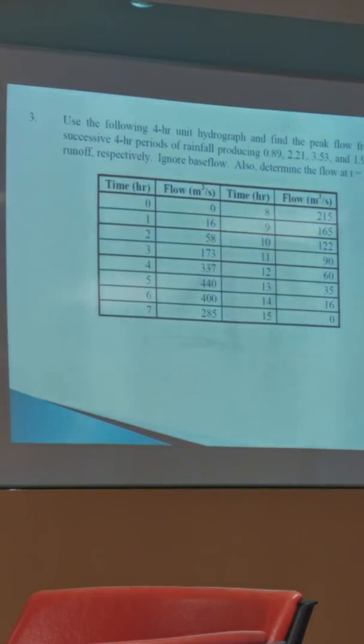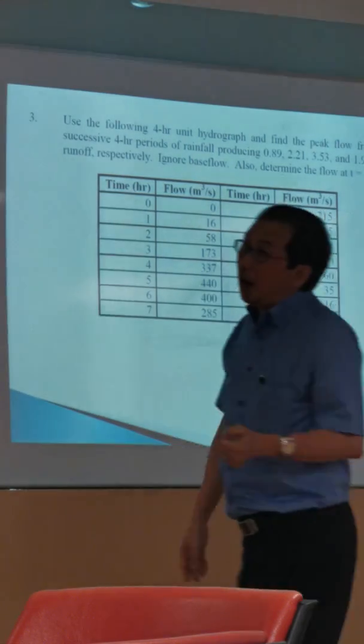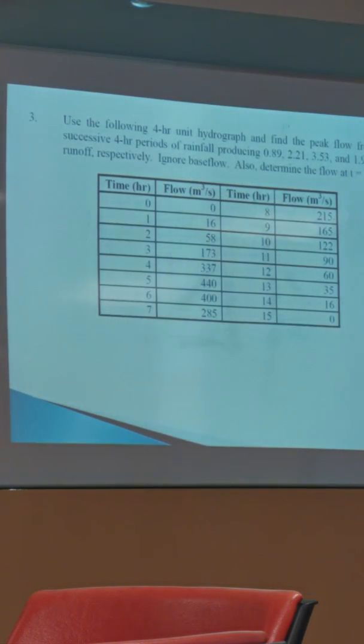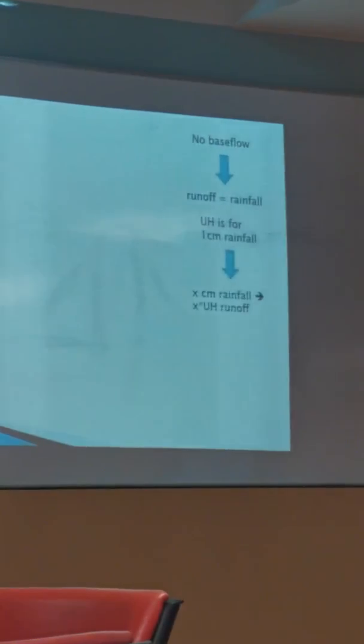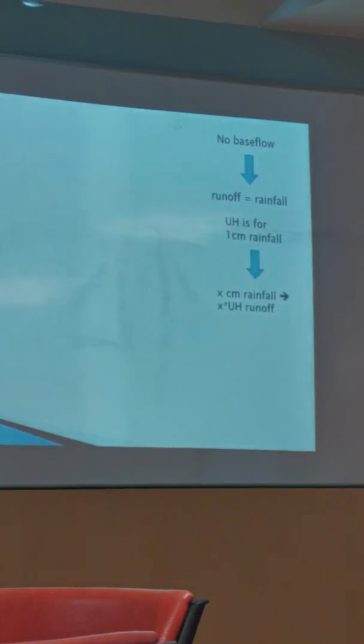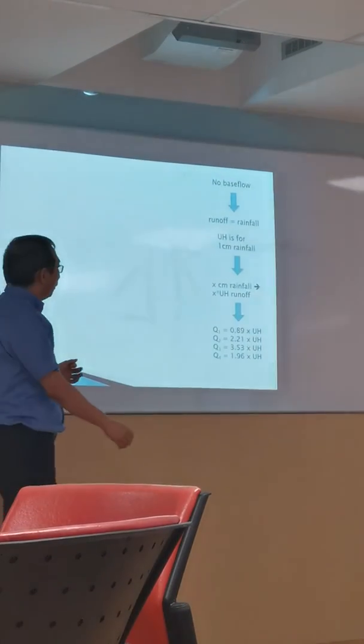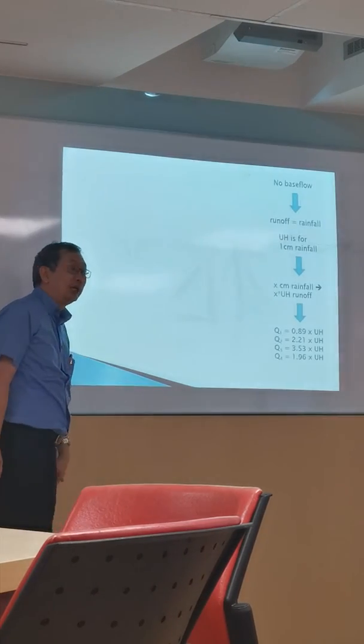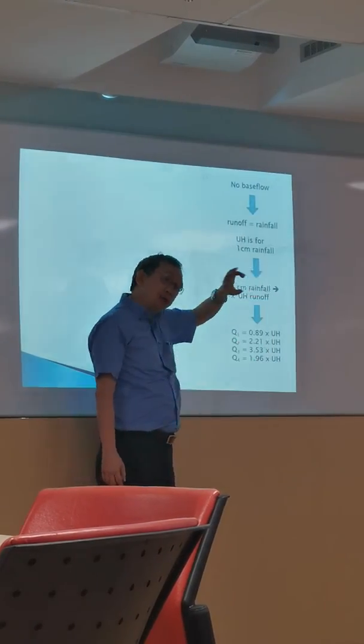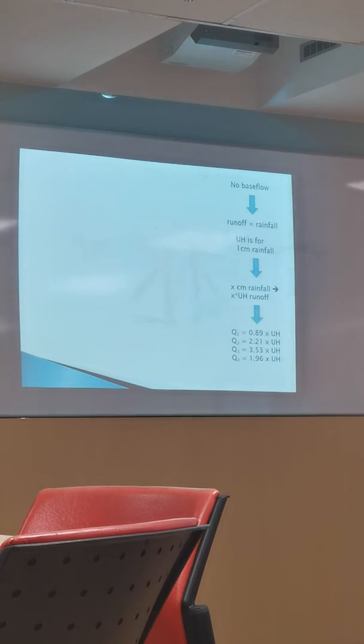Ignore base flow. There is no base flow in this river. In other words, whatever comes from the skies will be river water. So this 4-hour unit hydrograph, you don't have to do unit hydrograph synthesis. You can just directly use it. So no base flow, runoff equals rainfall. Unit hydrograph is for 1 centimeter of rain. You got 6 centimeter of rain, 4 times unit hydrograph, that gives you the respective values: 0.89 for the first one, 2.21 for the second one, 3.53 and 1.96 respectively. So be careful with this. If they give you per hour, you jolly well have to convert it to the total effective rate.